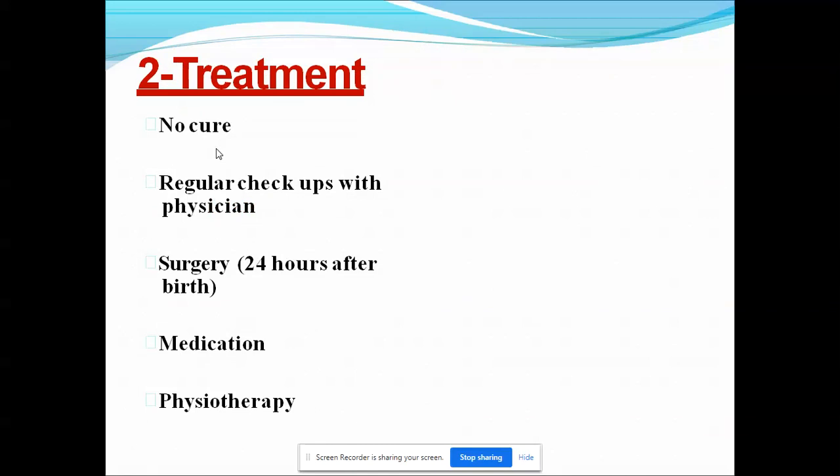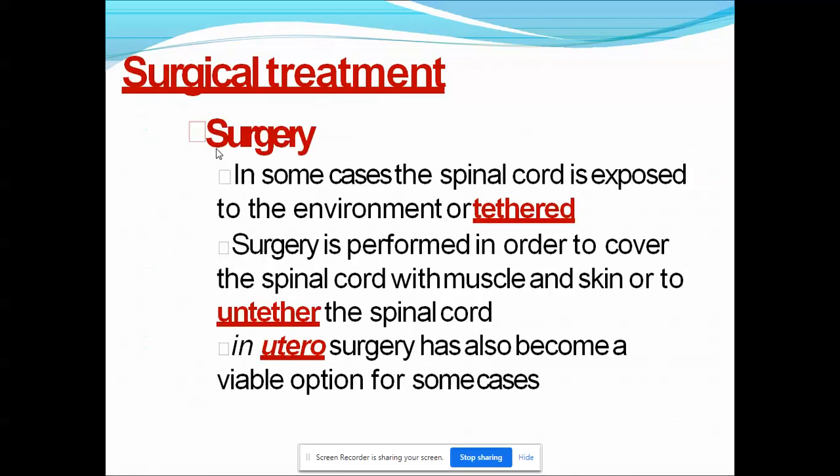Medication should be given and physiotherapy we can give. But first there should be medical management. Medical management using the drugs as well as the surgery. Okay, so surgery: in some cases, the spinal cord is exposed to the environment or tethered. Surgery is performed in order to cover the spinal cord with muscle and skin. Then in utero surgery has also become an option.